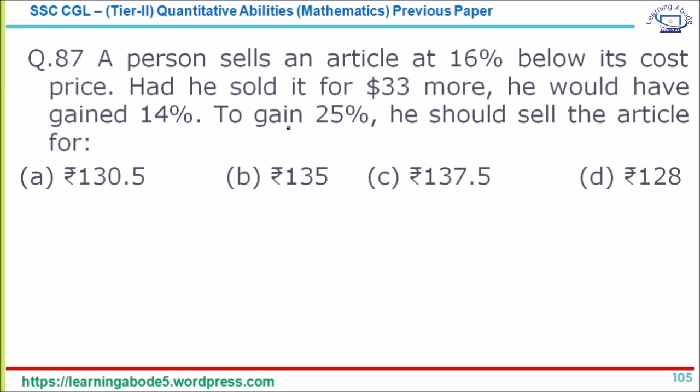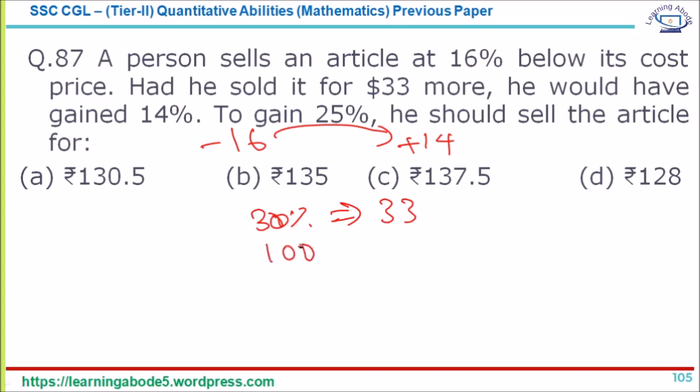Question number 87. A person sells an article at 16% below its cost price. Had he sold it for 33 more, he would have gained 14%. So he's selling at 16% below its cost price. Had he sold it for 33 more, he would have gained 14%. See, minus 16 to plus 14. Now that is 33 rupees, or dollars, whatever. So that 30% is 33 rupees.